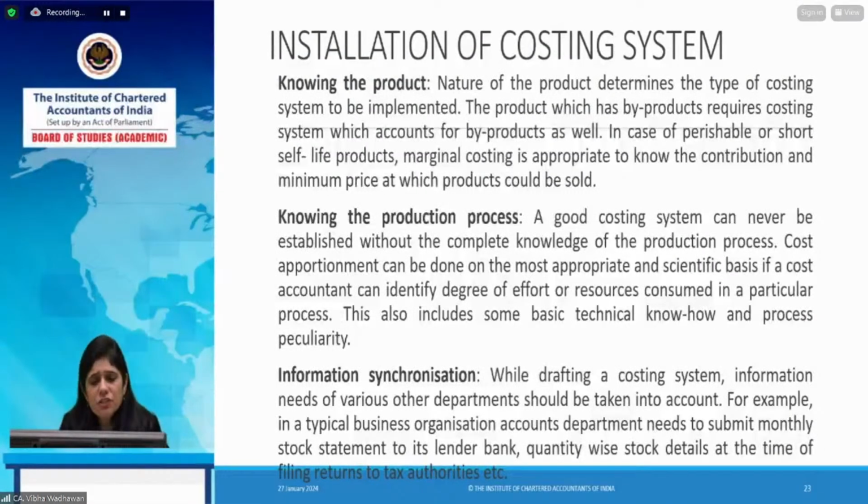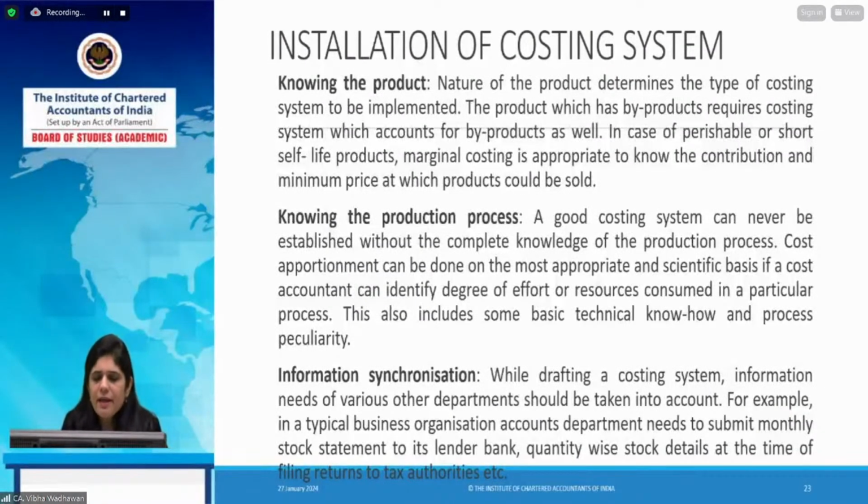Knowing the production process, again, if you have a lot of processes before the final product is produced, then you have to have that costing system which gives you the costing for each process, each operation. So if the product passes through 5 processes, this costing system should give you the costing for each and every process, each and every operation. Without the complete knowledge of the production process, you cannot establish a system.